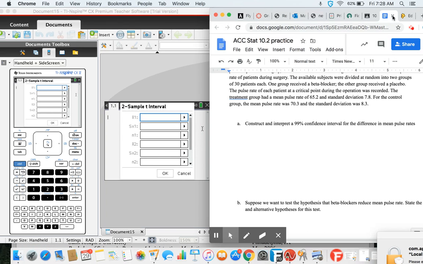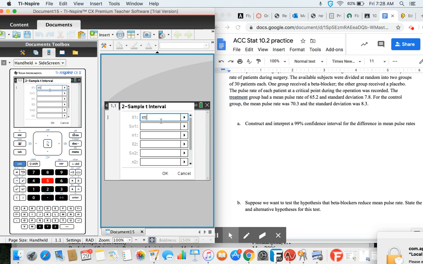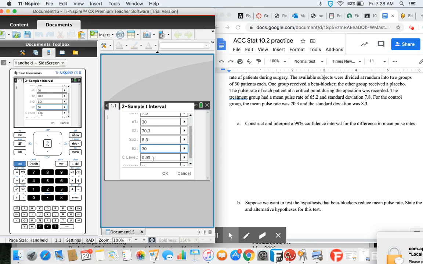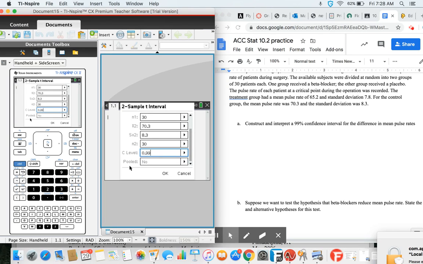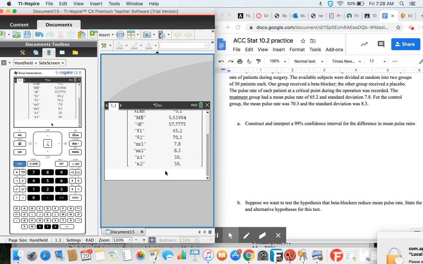And I'll go back to that. And we're going to put these numbers in. So for the first group, 65.2 and 7.8. We sampled 30. Then 70.3, 8.3. They also sampled 30. Make sure you scroll down to be aware of the confidence level. In this case, we were told 99%. You don't have to worry about this pooled data. Just leave that as no. That's fine. Hit OK.